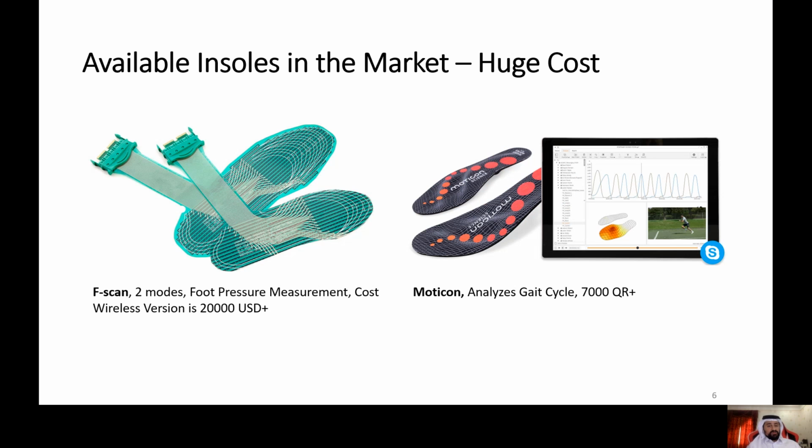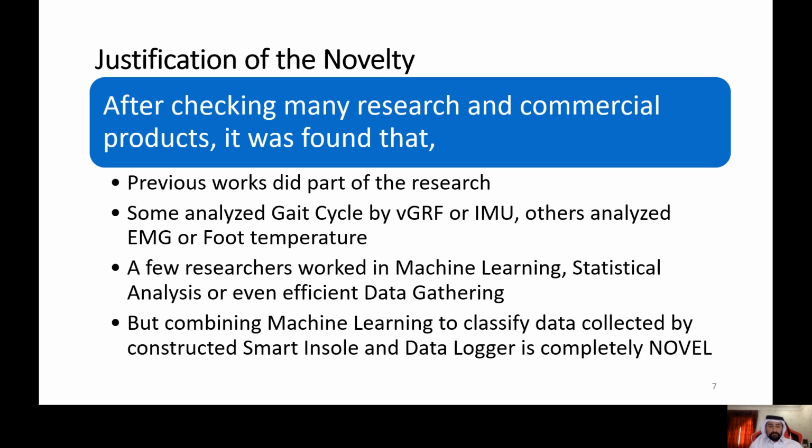There are two insoles available in the market, but the problem is they cost too much. For example, the wireless F-scan costs around $20,000 US. And Moticon for analyzing gait cycle would cost around 7,000 Qatari.